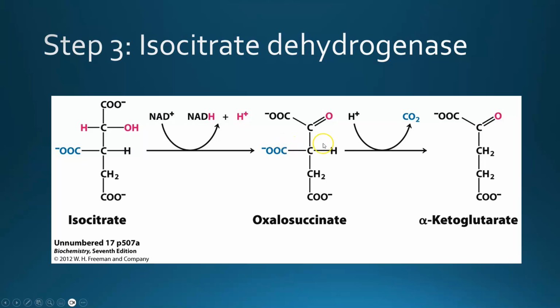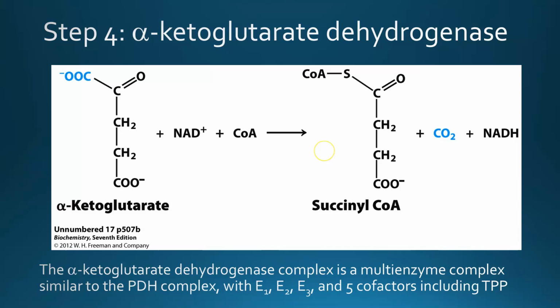You might remember from organic chemistry that a beta-keto acid is readily decarboxylated, and that's what you have here. Step 4 is the alpha-ketoglutarate dehydrogenase complex, which is evolutionarily related to the pyruvate dehydrogenase complex, uses all the same cofactors as that complex. We saw how that worked in the last video.